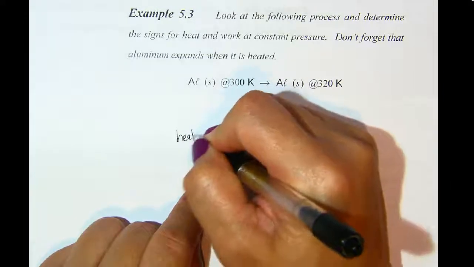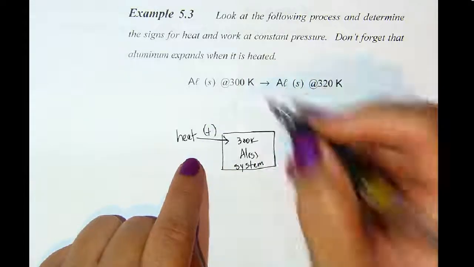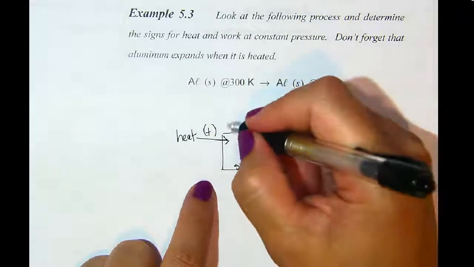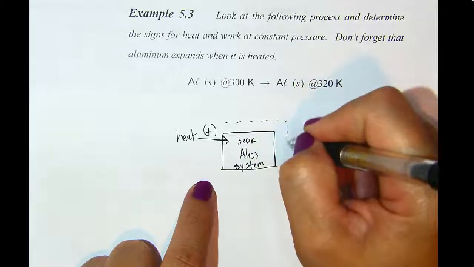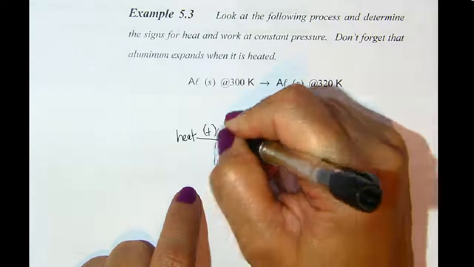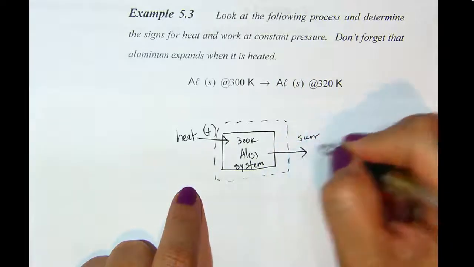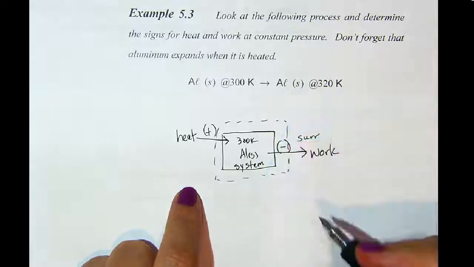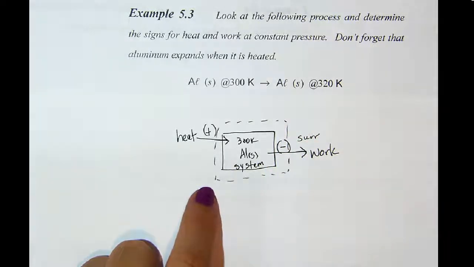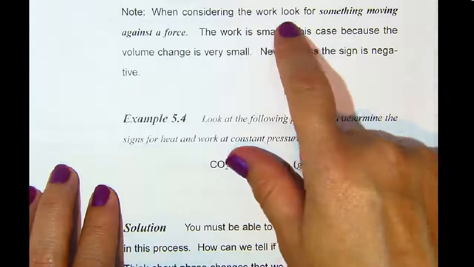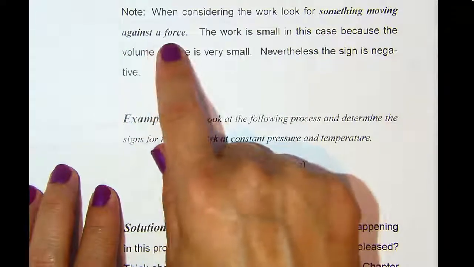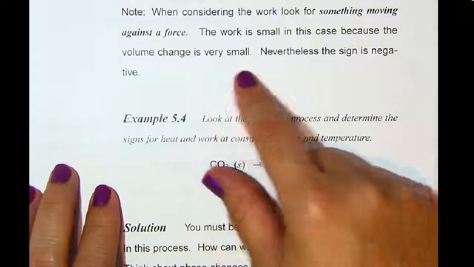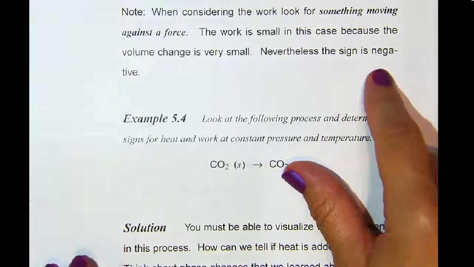And so since heat is being added to the system, then we're going to put a positive sign for heat. But because the aluminum is expanding, that means that it's actually pushing outwards or doing work on the surroundings, which is going to be a negative sign for work. Note, when considering the work, look for something moving against a force. The work is small in this case because the volume change is very small. Nevertheless, the sign is going to be negative for work.